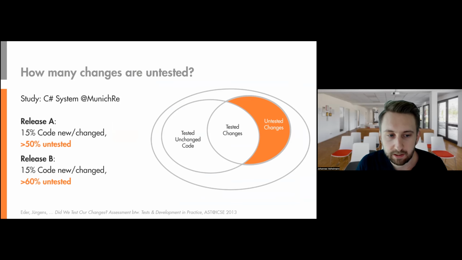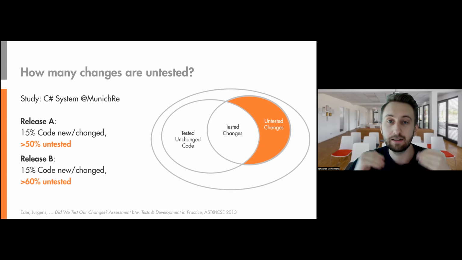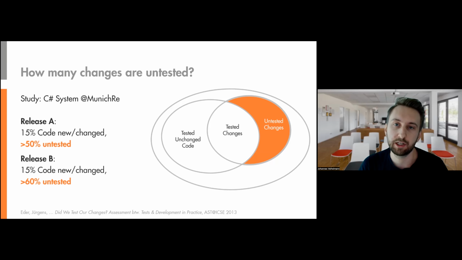And what we found out was that for both of these releases, more than 50% of the changes slipped through completely untested. And this was very surprising. And it's not because MunichRE has a bad testing process. They actually do what I described before. They had a test manager who looked at every ticket that was worked on for a release and tried to construct comprehensive tests around that. And still, they had this high number of untested changes for the release.